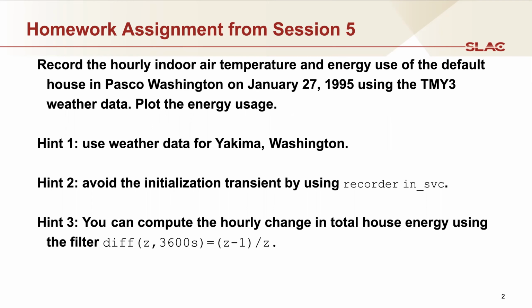Since there's no weather data for the city of Pasco in Washington State, the nearest weather data is for a city called Yakima, which is probably about 60 miles to the west of Pasco, but roughly the same climate.